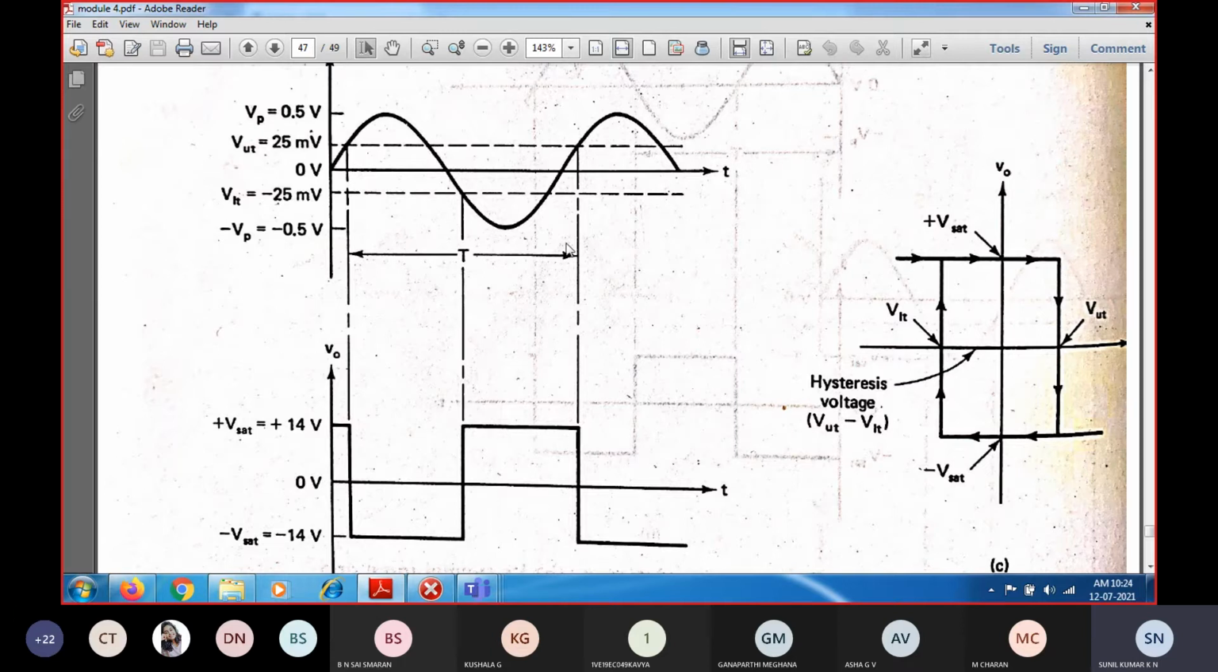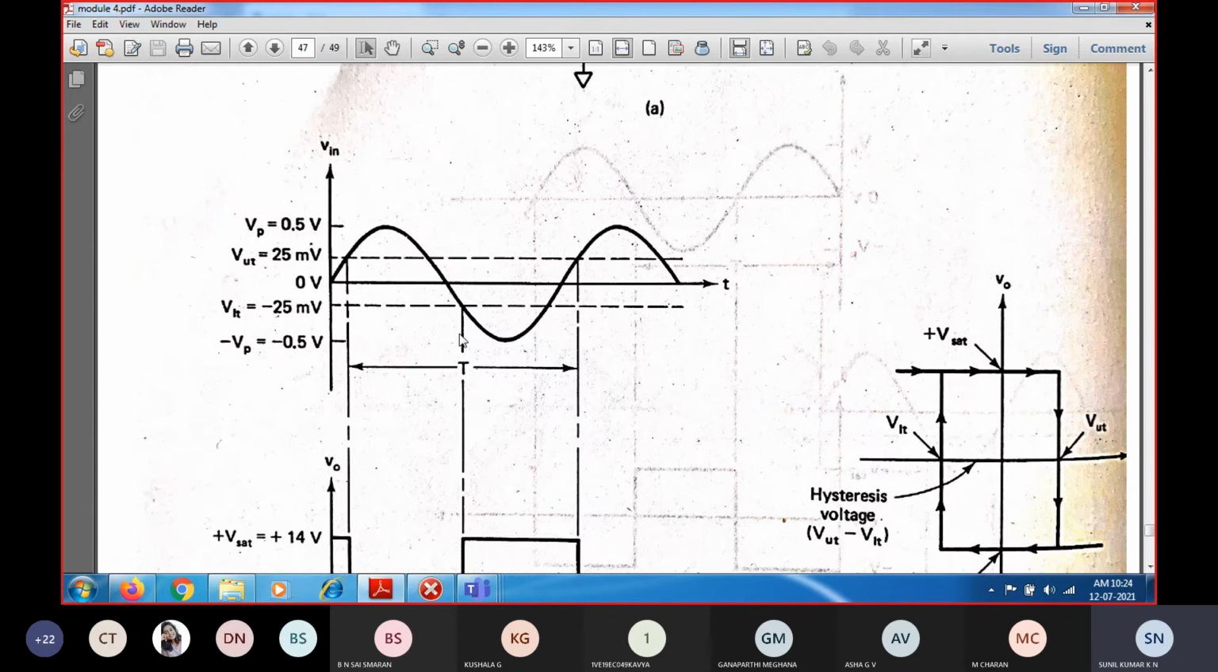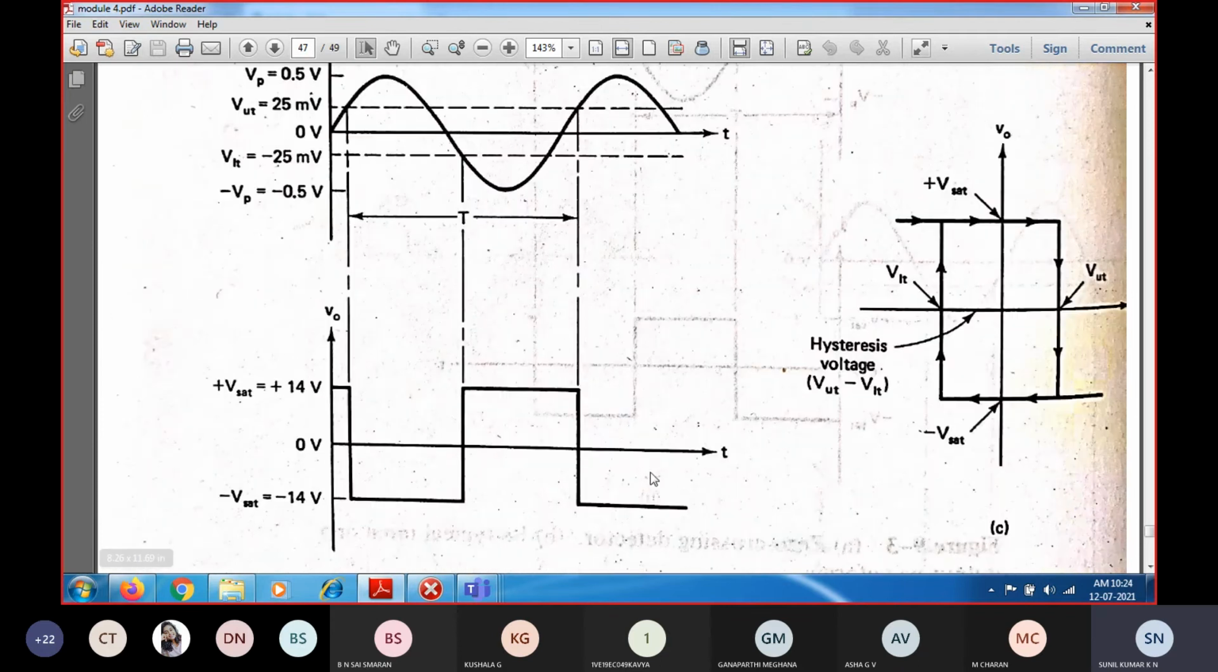In this way, as long as you give the input to the inverting terminal with the given circuit, you will be getting a sine wave as input and a square wave as the output. This is going to be continuous. So this is about the Schmitt trigger.